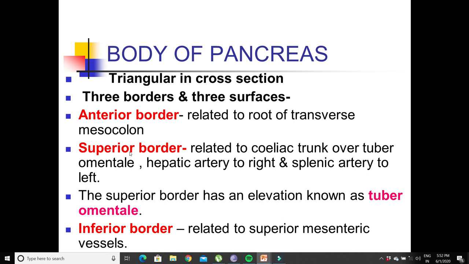While the superior border is related to the celiac trunk, and there are 2 arteries. The hepatic artery is present to the right, while the splenic artery is present to the left. While the inferior border is related to the superior mesenteric vessels. We have already seen them in the earlier slides. There is one more term, that is tuber omentale. It is nothing, it is an elevation over the superior border.